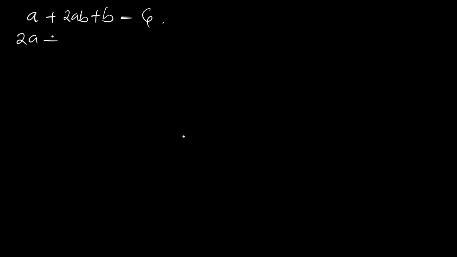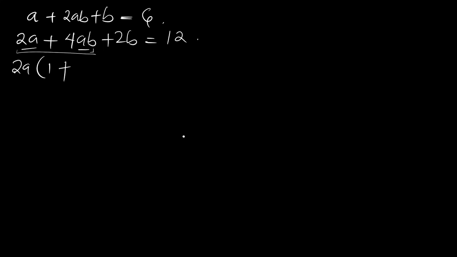You have 2a plus 4ab plus 2b equal to 12. Now let's factorize this. You have 2a as a common factor. So 2a divided by 2a will give you 1, plus 2b, since 4ab divided by 2a will give you 2b, plus 2b equal to 12.